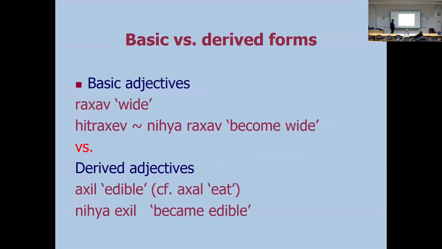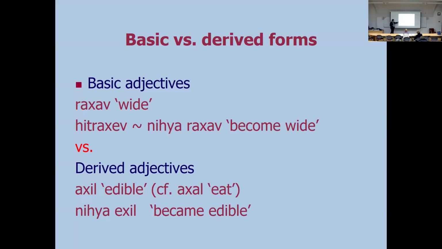Let me demonstrate it. We have basic adjectives in Hebrew like rachav, wide, and we have the verb hitrachev of the same root, to become wide, and also the periphrastic construction nihiya rachav. They both mean become wide, based on the adjective rachav. In contrast, we have derived adjectives. For example, we have achil, which means edible, which is derived or assumed to be derived from the verb achal, to eat. So achal is to eat, achil is edible.